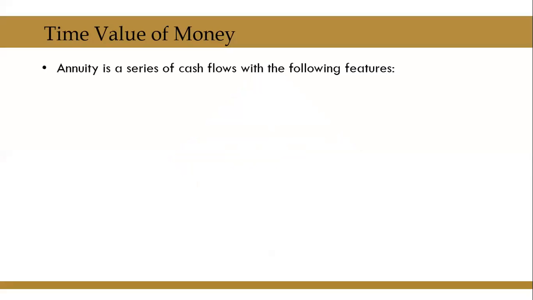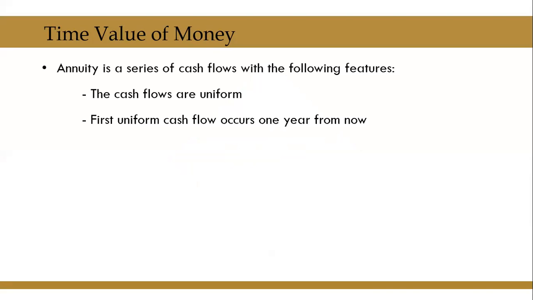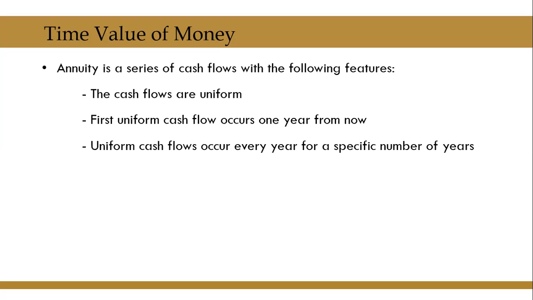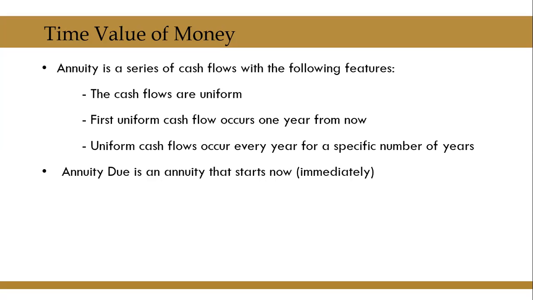So in the previous session, we have seen what an annuity is. An annuity is a series of cash flows with the following features. The cash flows are uniform, that means the size of cash flow is same. The first uniform cash flow occurs 1 year from now. Uniform cash flows occur every year for a specific number of years, and this is the nature of an annuity.